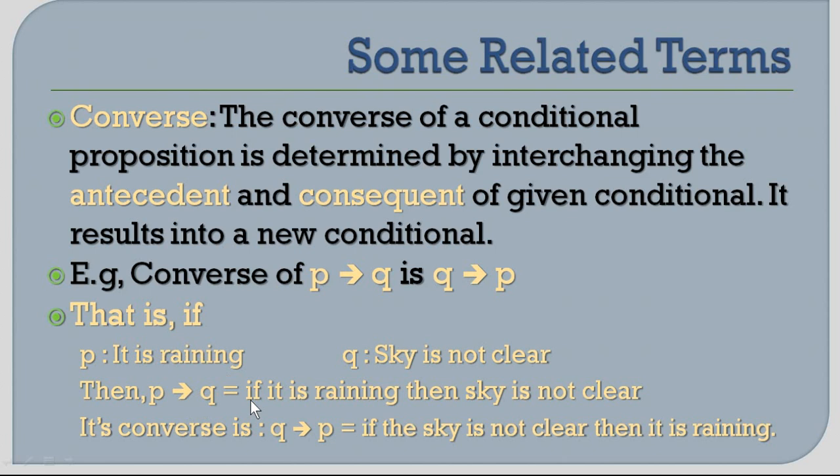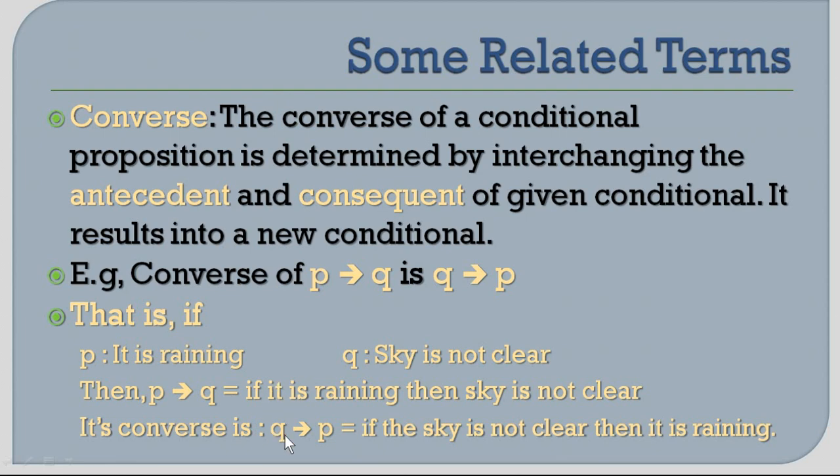So when you use conditional, you would have seen that you will be using if then, right? So you have to add that if then in the statement to combine. If it is raining, then sky is not clear, right? So this is a normal combination. You are going to combine both the statements using if then. Okay, that is the conditional. So now this statement you are going to convert it into converse.